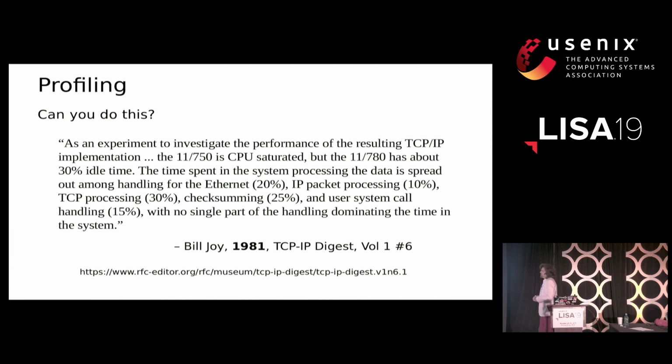Profiling. This is another topic for systems performance. This is a nice example where this description shows where the performance of a new TCP/IP implementation is. 30% handling Ethernet, 10% IP packet processing, 30% TCP processing. And this comes from 1981. And before I did flame graphs, this was kind of problematic to do on modern systems, even though it was done so many years ago.